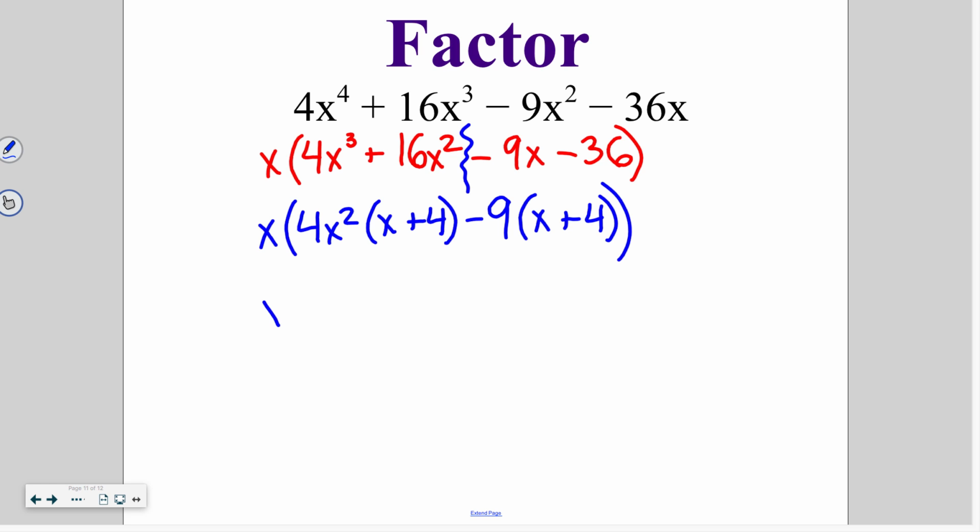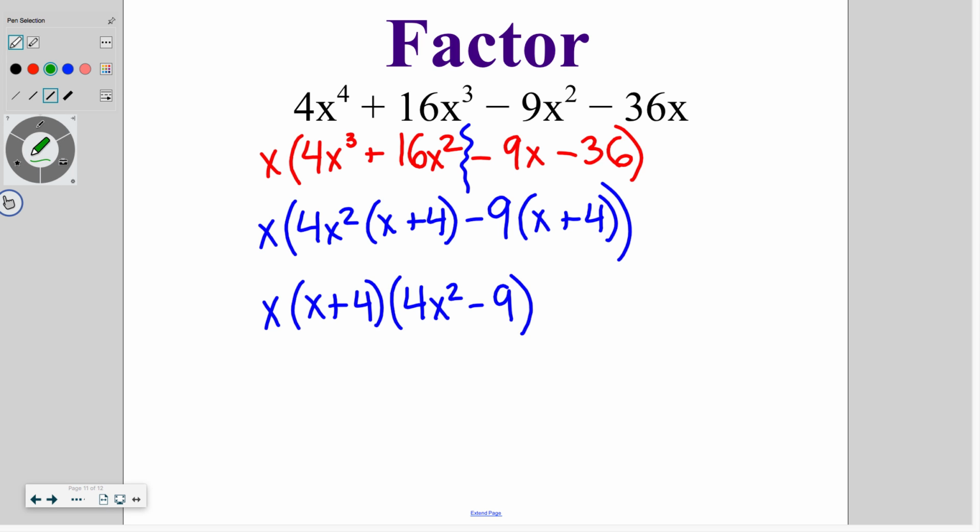Then we have our x out front still, our matching piece of x plus 4, and our other pair of parentheses of 4x squared minus 9. Since we have a difference here, I want to check for difference of squares. I can take the square root of 4x to the second, which is 2x, and I can take the square root of 9, which is 3. So that means that last piece is a difference of squares that I have to break down.